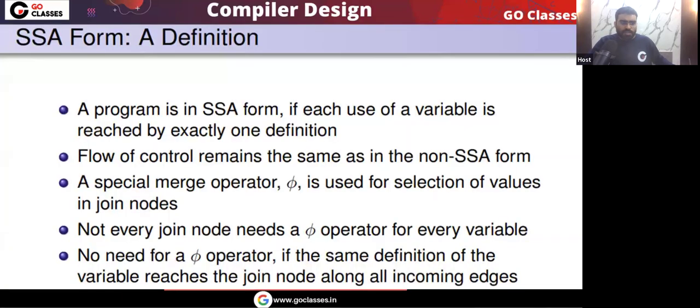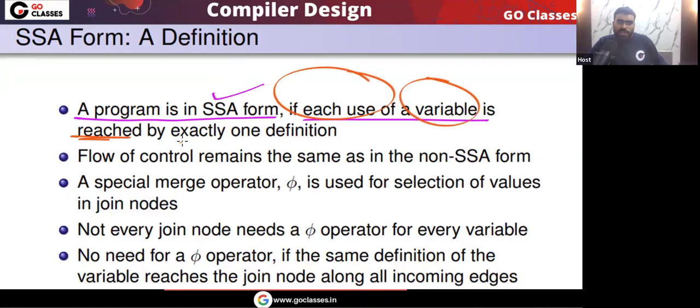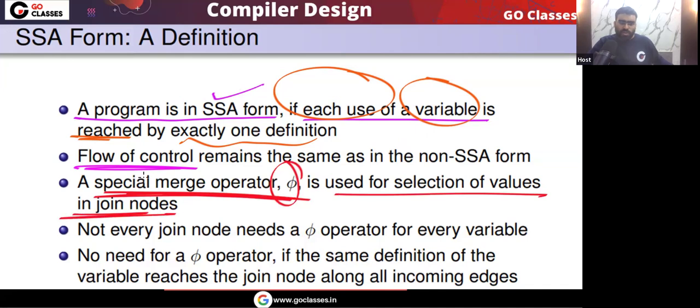So we have seen every point. You can see this is the summary of SSA. A program is in SSA form if every use of a variable is reached by exactly one definition. This we have already seen. Flow of control remains the same as in non-SSA form. There is a special merge operator, phi. This we use for selection of values in the join nodes.